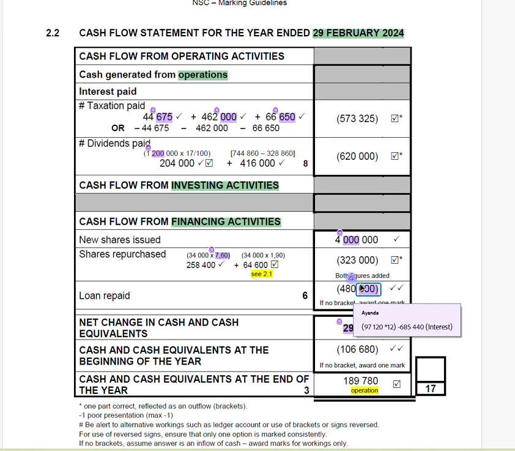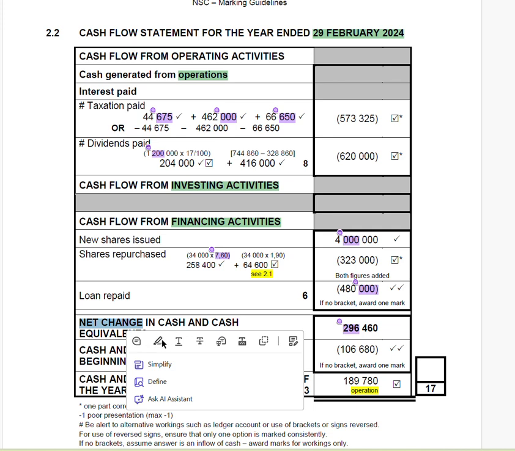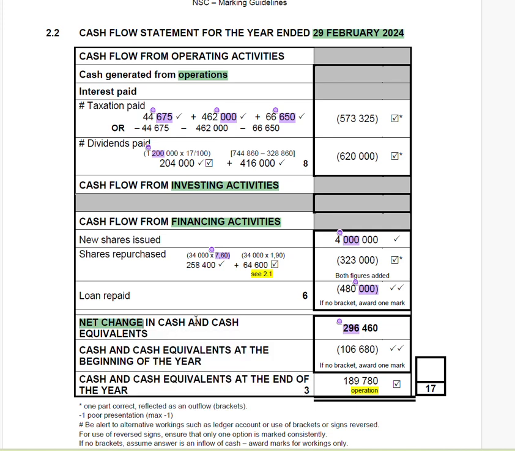Now that we are done calculating the information that we could ascertain, whether it is a cash outflow or cash inflow, we need to get the net change in cash and cash equivalents. In a general sense, you would use the operating activities, add or minus investing activities, add or minus financing activities, and get the net. However, the examiner was so lenient that they said, no, you do not have to worry. We're going to provide you that amount. So just work on your taxation paid, dividends paid, your shares, as well as the loan, but do not worry about the net change in cash and cash equivalents.